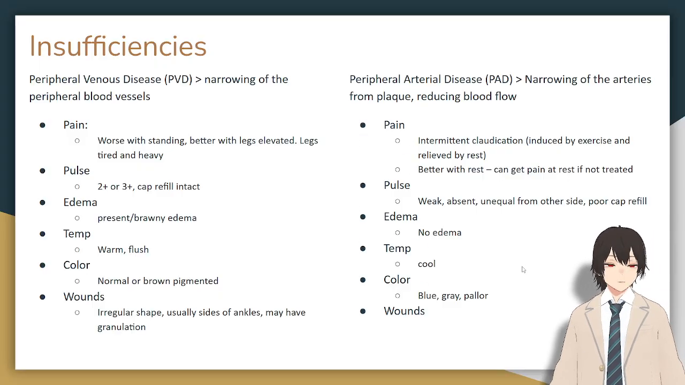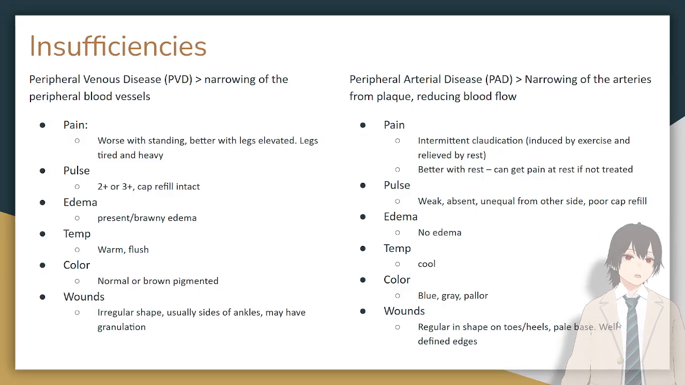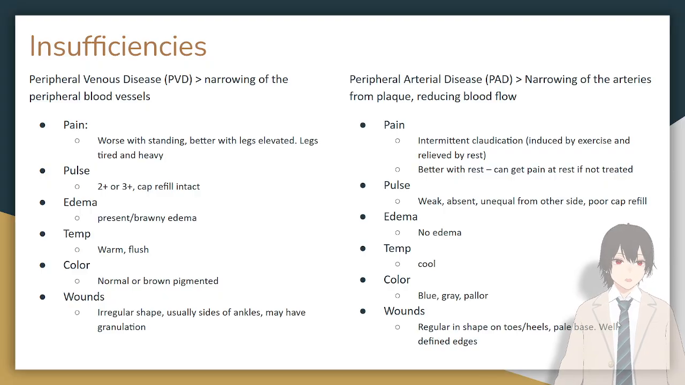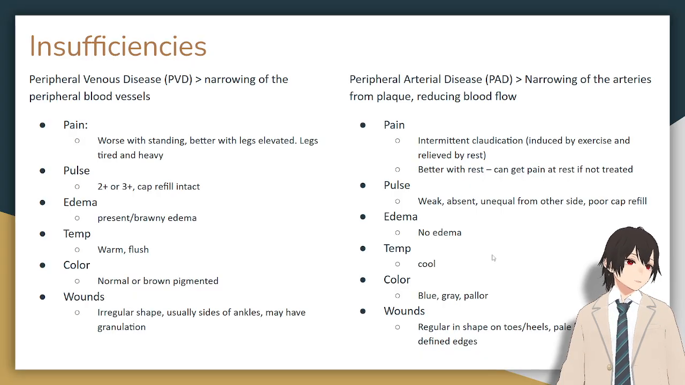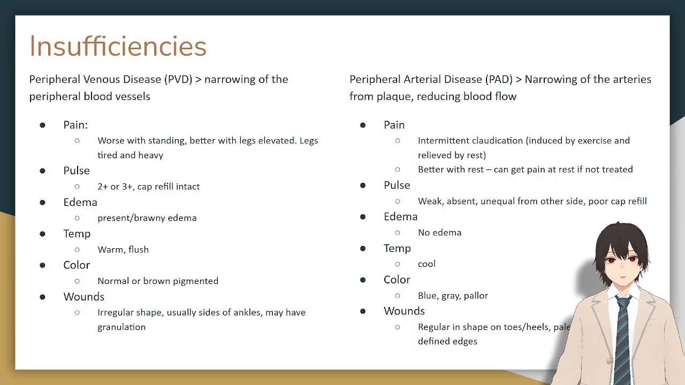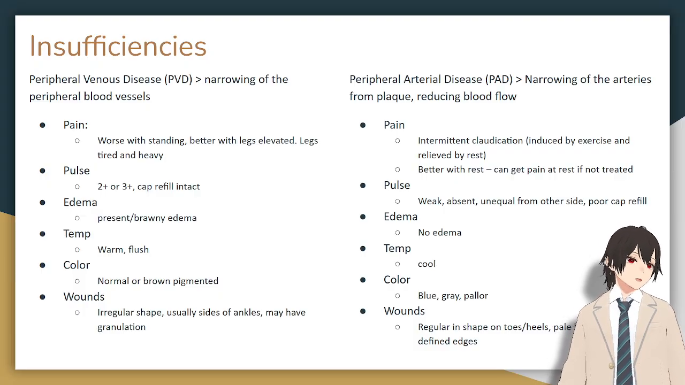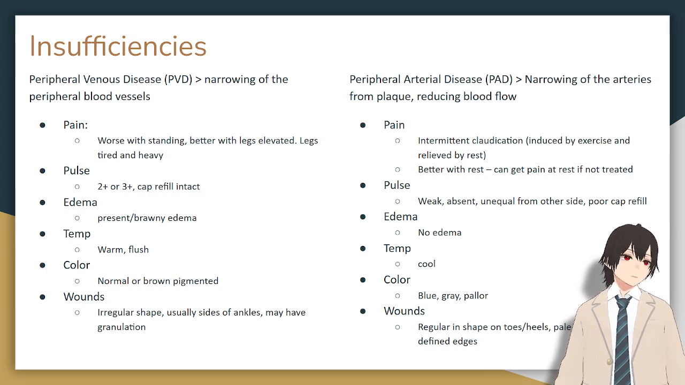Now, the wounds, they're usually regular in shape. They have a pale base, and they have well-defined edges. Some notes that I have for you guys are the poor healing in PVD contributes to the irregular borders of the wound because it is swollen, and the inflamed tissue doesn't regenerate in the same way in a structured manner. In contrast, the PAD ulcers form sharply because of the sudden ischemic tissue death. Okay.